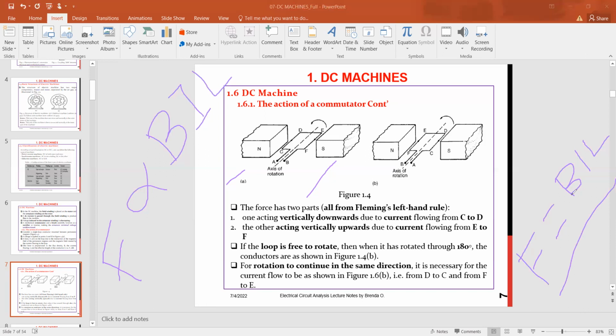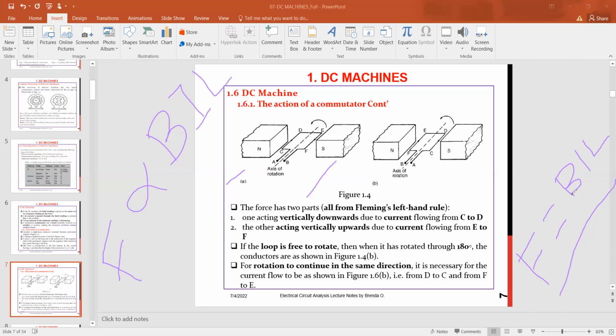So the force now we have discussed has two parts. Using Fleming's left hand rule, the first force acts vertically downwards due to current flowing from point C to point D. And another force acts vertically upwards, due to the current flowing from E to F. You can see that from our figure 1.4, part A.